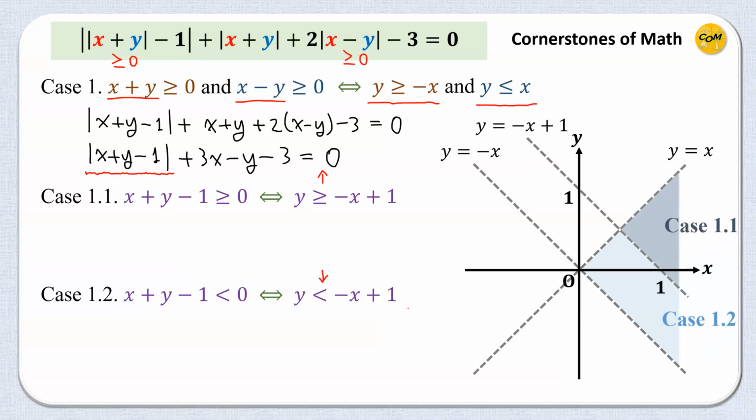Therefore, within the region of case 1, we divide into 2 regions using the graph of y equals minus x plus 1, one above the line and the other below the line.